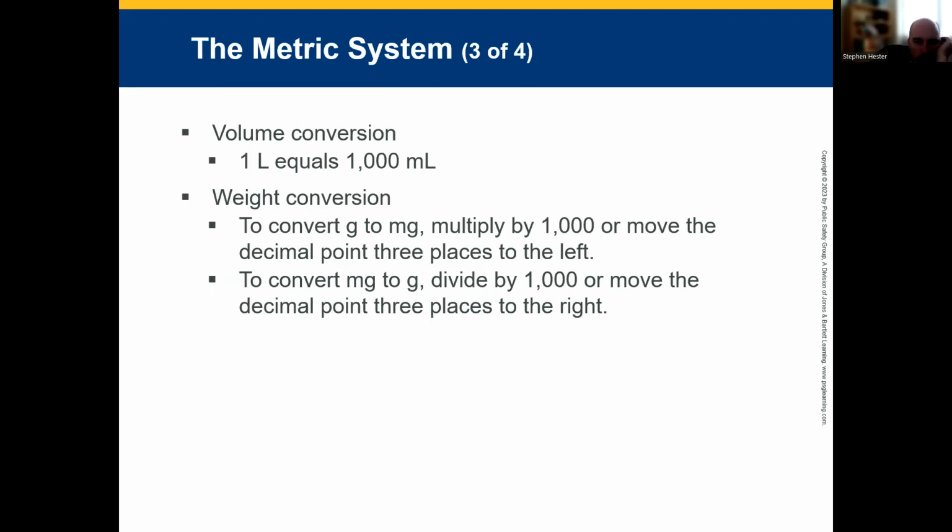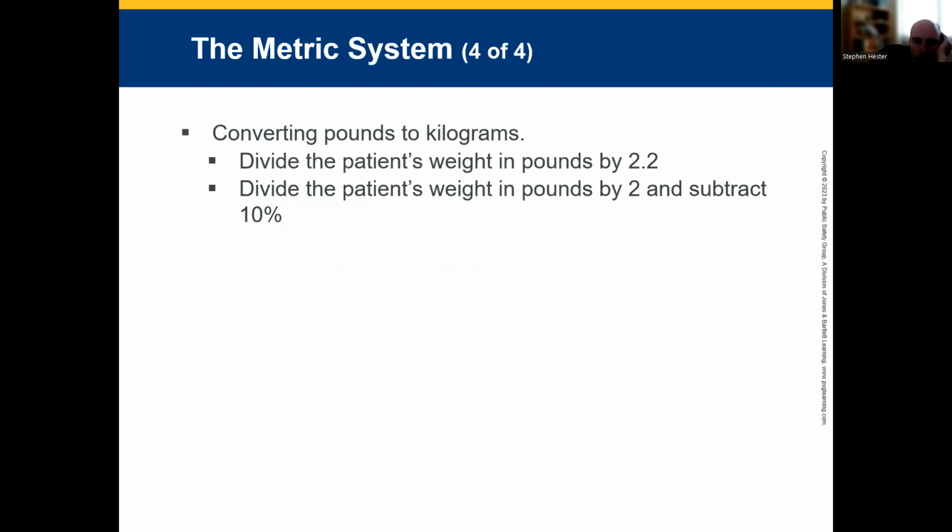To convert grams to milligrams, multiply times 1,000, or move the decimal point 3 places to the right. To convert milligrams to grams, divide by 1,000, or move the decimal point 3 places to the left. To convert pounds to kilograms, like you have to do with patients, because most pediatric patients' medications are weight based, divide the patient's weight by 2.2, or you can take the weight in pounds divided by 2, then subtract 10%.